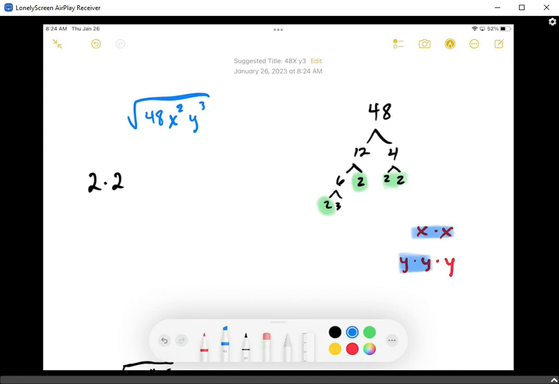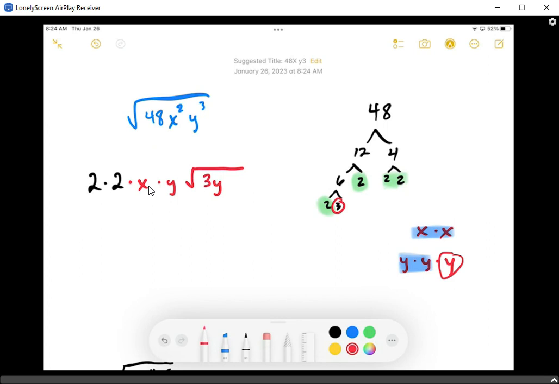When we did this with the number, we had a leftover 3 also. Outside of the radical, we're going to put however many pairs. We had 2 pairs of 2's, 1 pair of x's, and 1 pair of y's. Now there's going to be a radical, and we're going to put the leftovers. Our leftovers were a 3 and 1 single y.